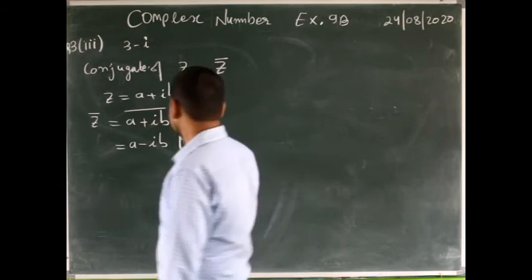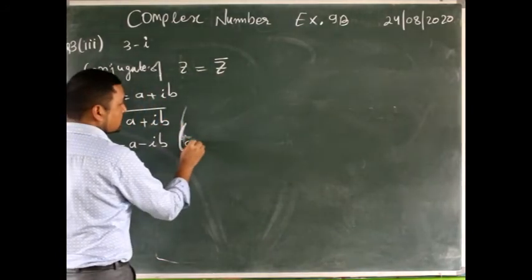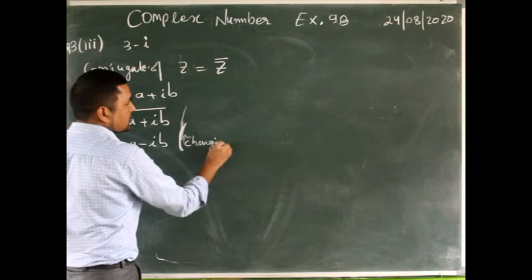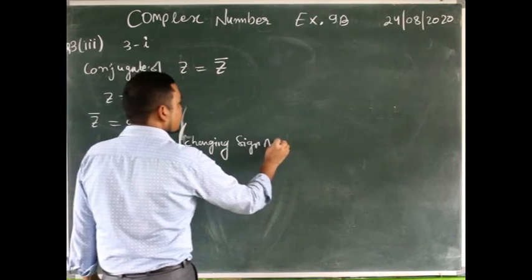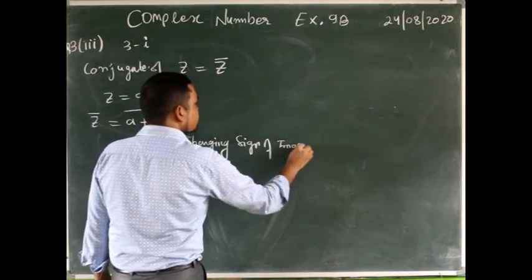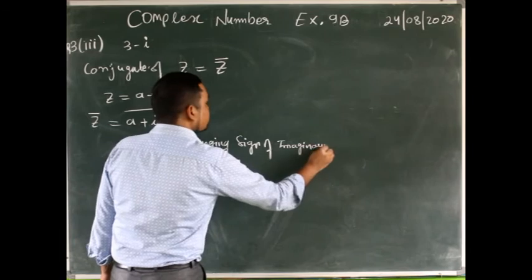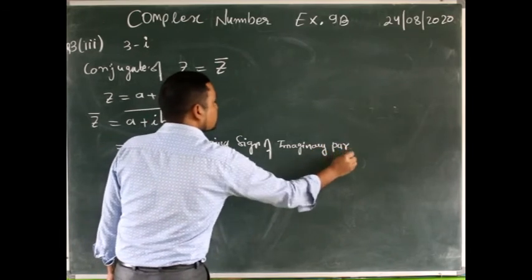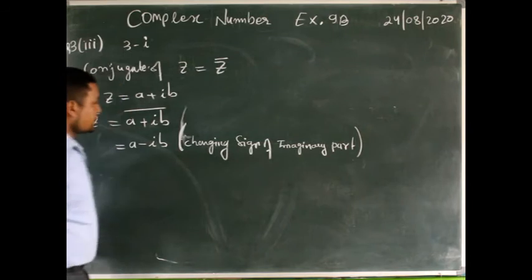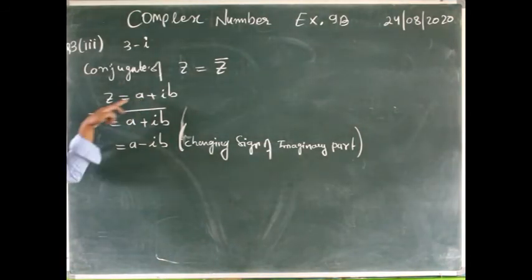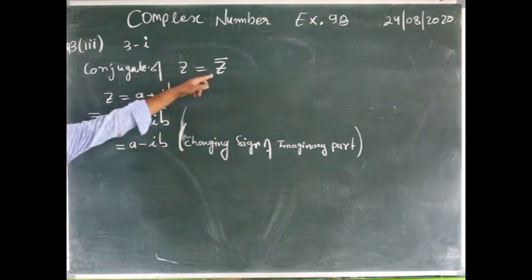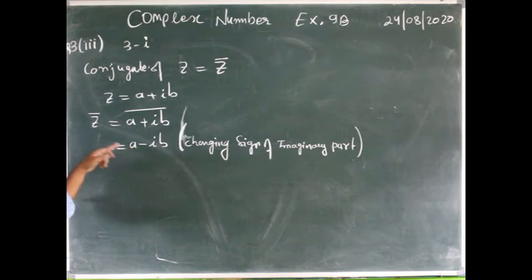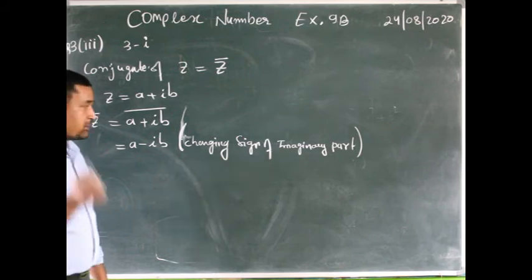Conjugate means changing the sign of the imaginary part. Complex z equals a plus ib. Then the conjugate of this complex z is z bar, that means a plus ib bar, which equals a minus ib. That means we are changing the sign of the imaginary part.